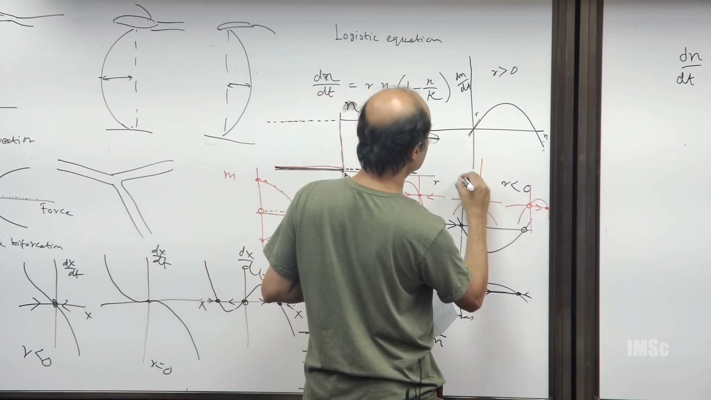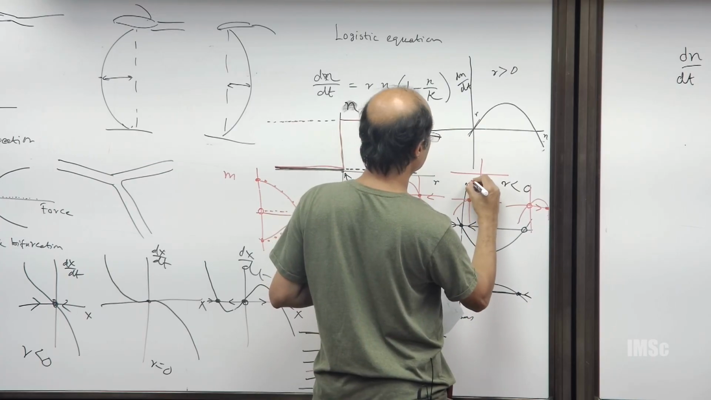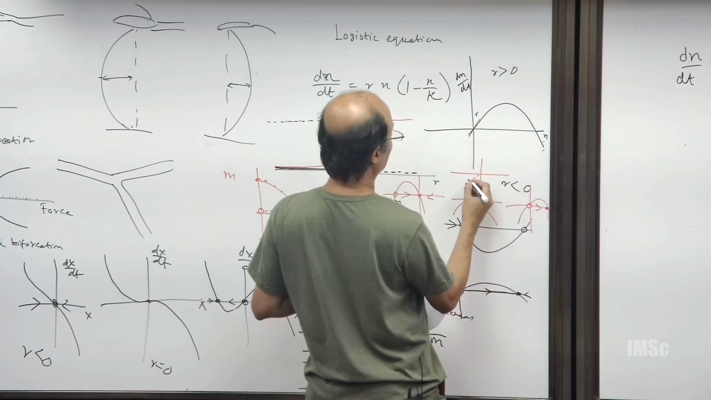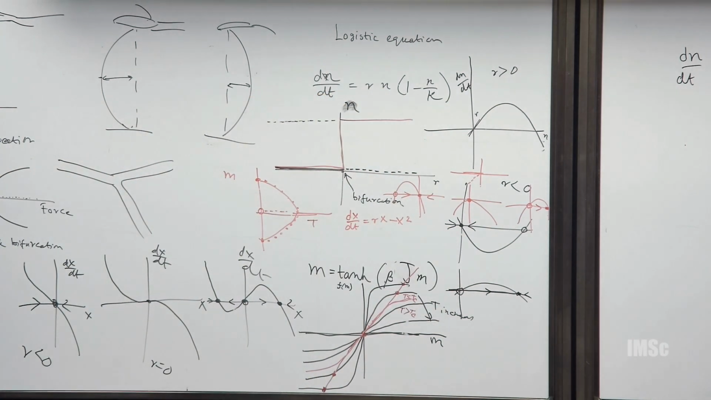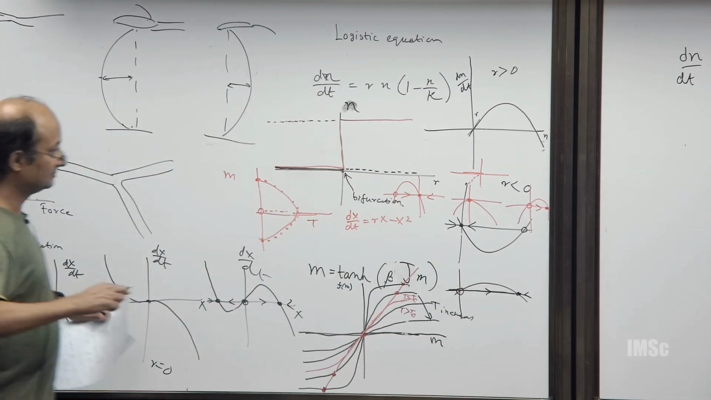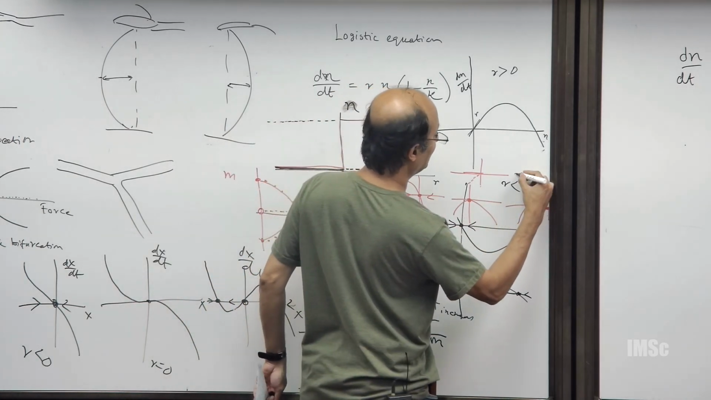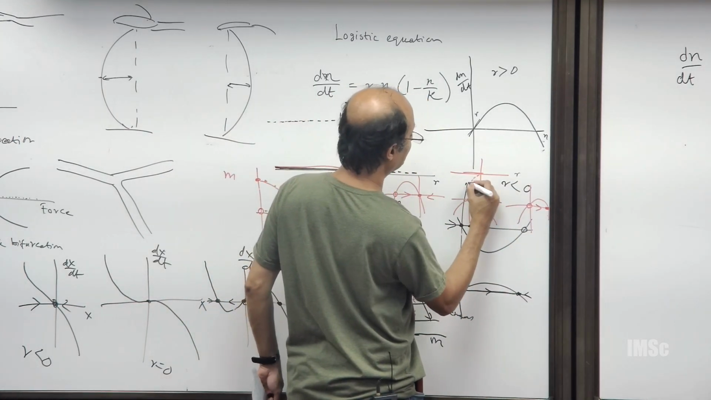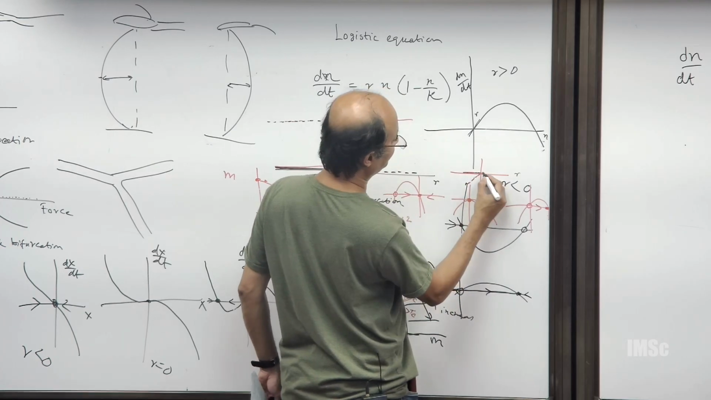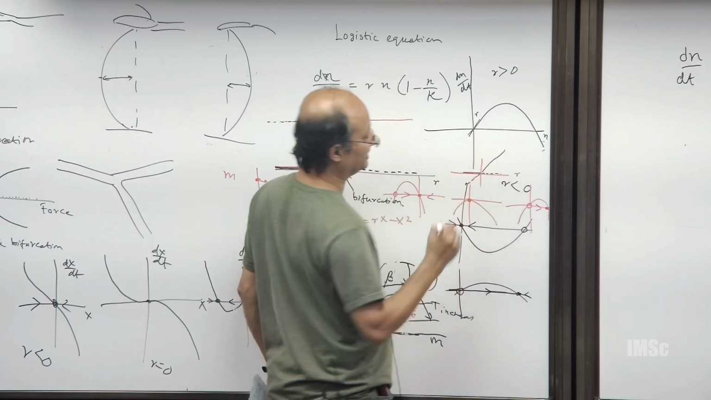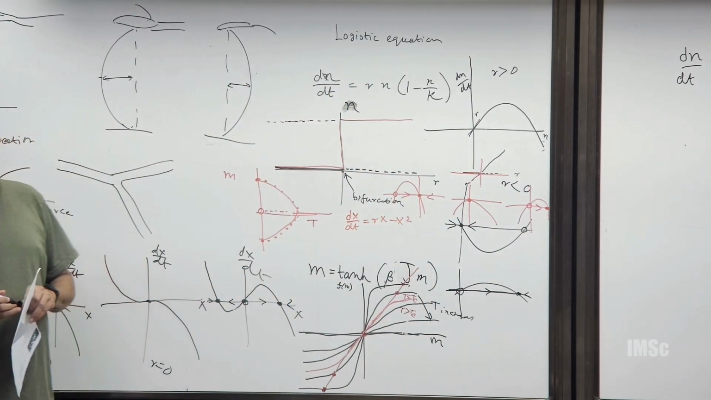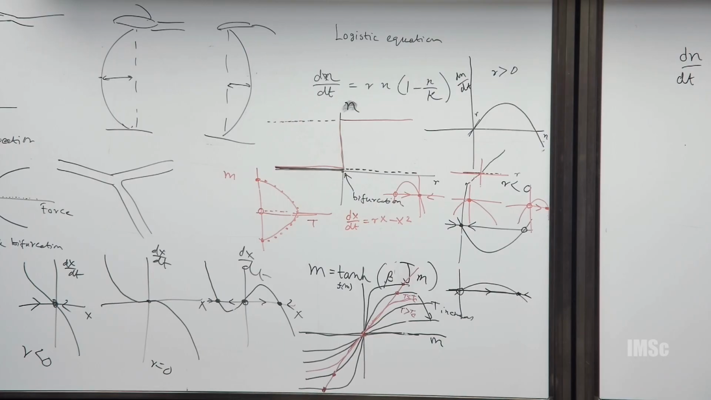So what you will see is that there is another, so this is your r. Here the unstable branch and the stable branch meet, and after that the stable branch becomes unstable and the unstable branch becomes stable. So there is an exchange of stability.